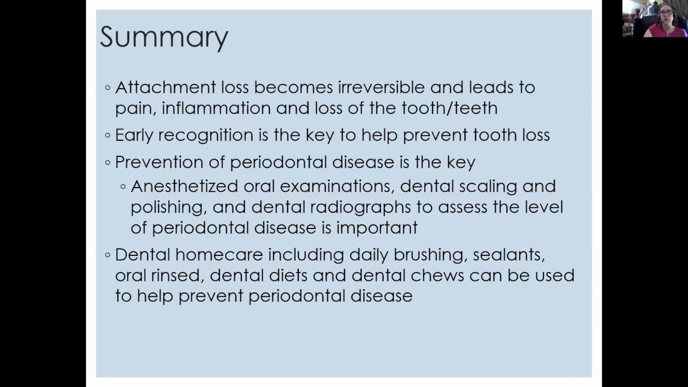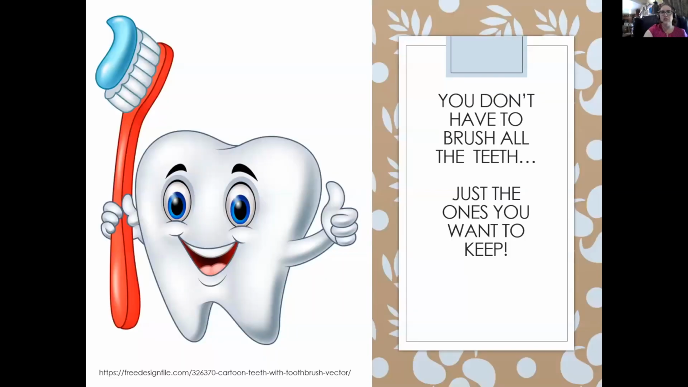So early recognition is the key, and to prevent it, we need anesthetized oral exams, professional dental scaling and polishing, and dental x-rays to assess the level of disease. And none of this is going to work without some home care. So we need some dental home care, and that can be with the daily brushing, the sealants, the chews, and all of those things can try to help prevent periodontal disease.